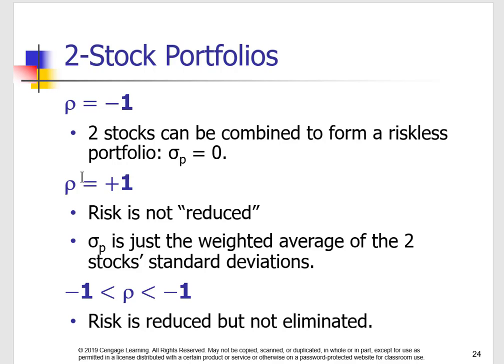If the correlation was +1, there wouldn't be any change in risk. The risk would not be reduced. So standard deviation is just a weighted average of these two standard deviations, if you will. Anywhere below +1, you're going to see some diversification. You're going to see some reduction of risk, and it happens regardless of how you put the stocks together.